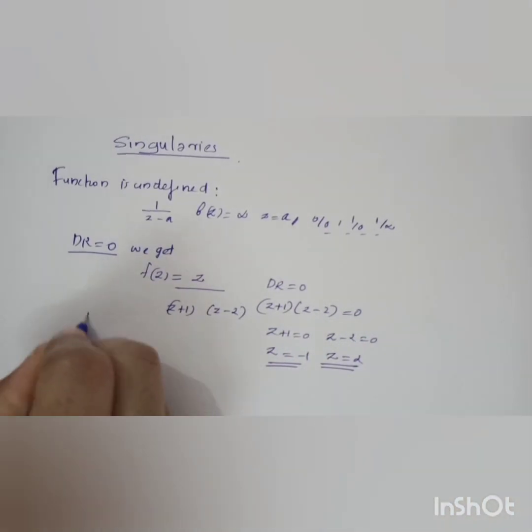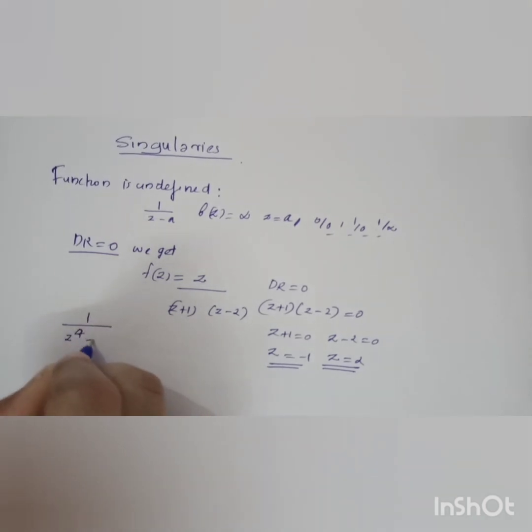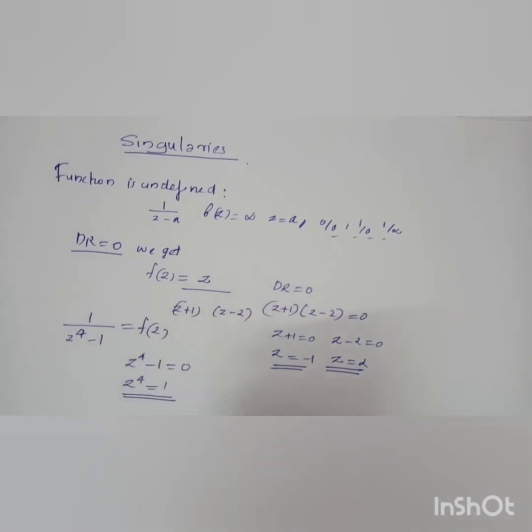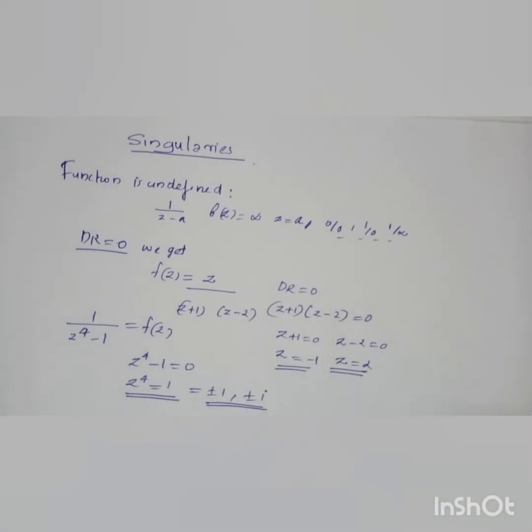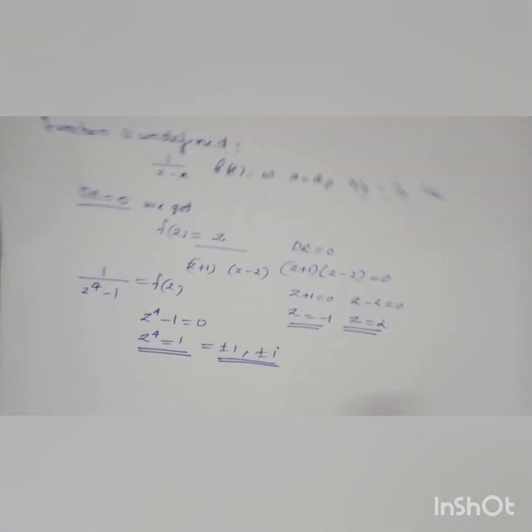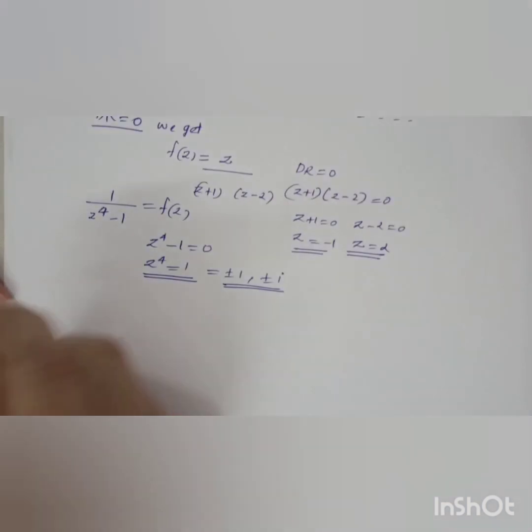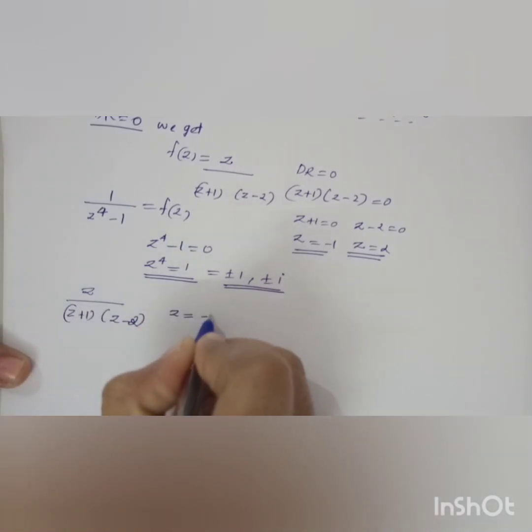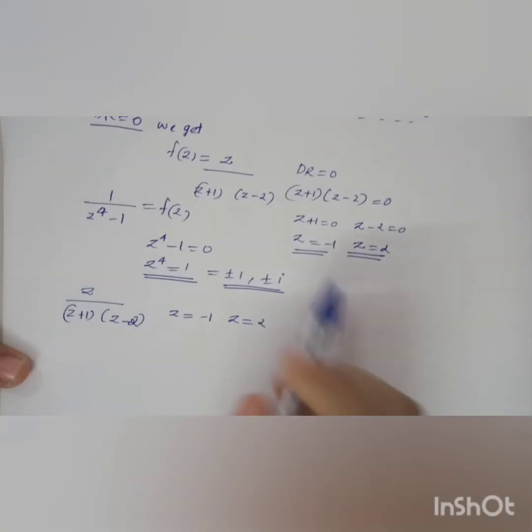So if you consider 1 divided by z power 4 minus 1, this is function f of z. So z power 4 minus 1 is equated with 0 to get the different singular points. So z power 4 is equal to 1. So we know that for this function we have 4 roots, that is plus or minus 1 and plus or minus i. So these are the singular points. Okay, so this is the way to find the singular points. If we are considering the function z divided by (z plus 1)(z minus 2), we get z is equal to minus 1 and z is equal to 2 as the singular points.